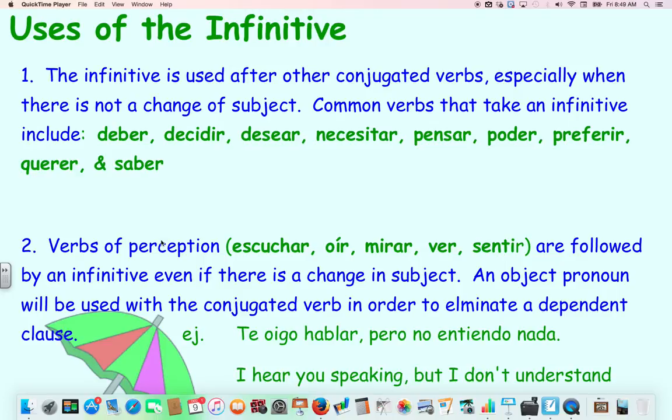First, when you have two conjugated verbs, that's a big no-no. The first verb will be conjugated. The second verb should remain as the infinitive. Okay? And there are certain verbs that you will often be using an infinitive after, and I've listed them on the slide under section number 1 for you. Okay, so just be familiar with those and know that if you're following them with another verb, that verb has to be in the infinitive form.